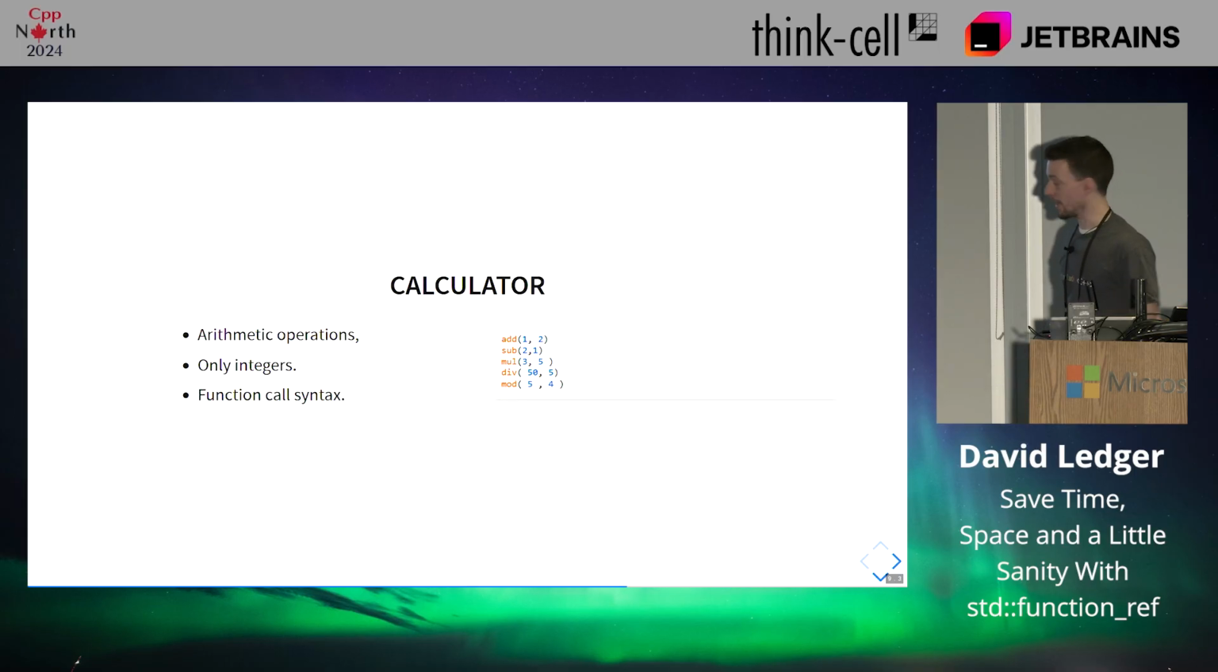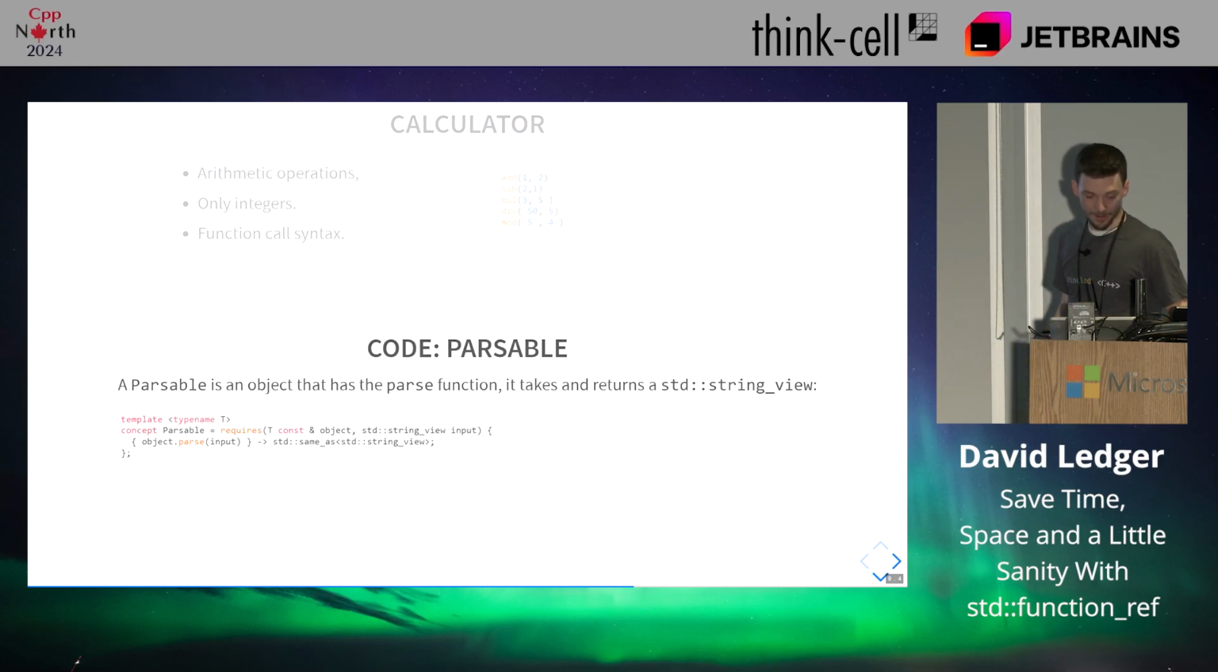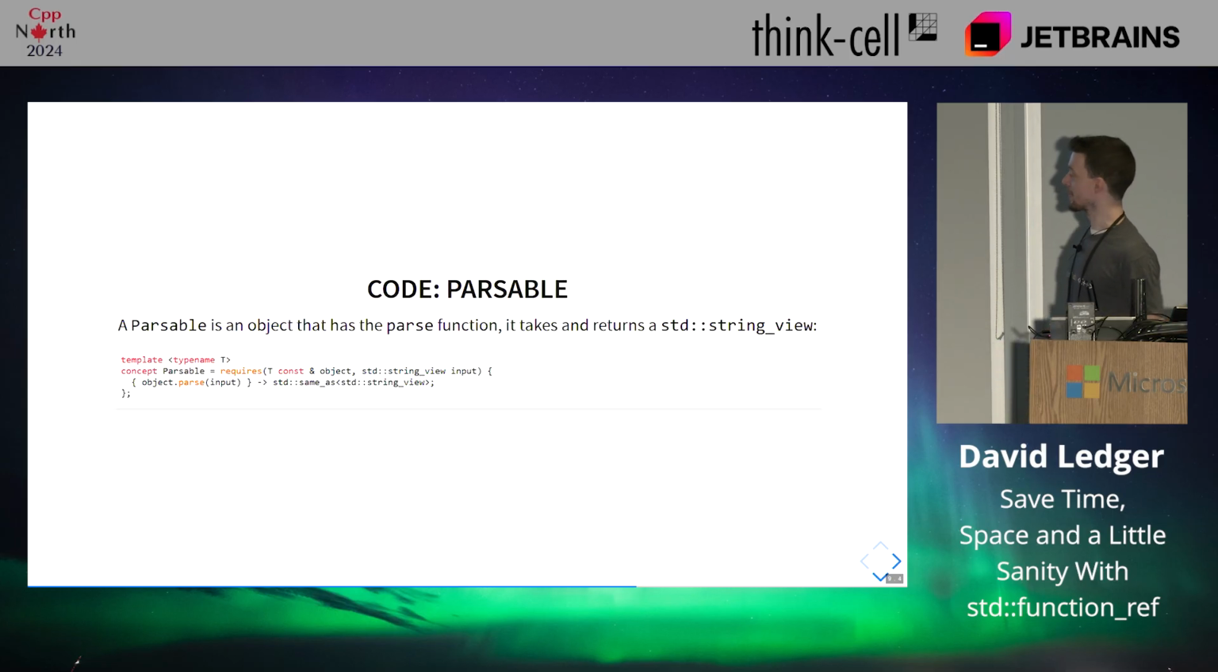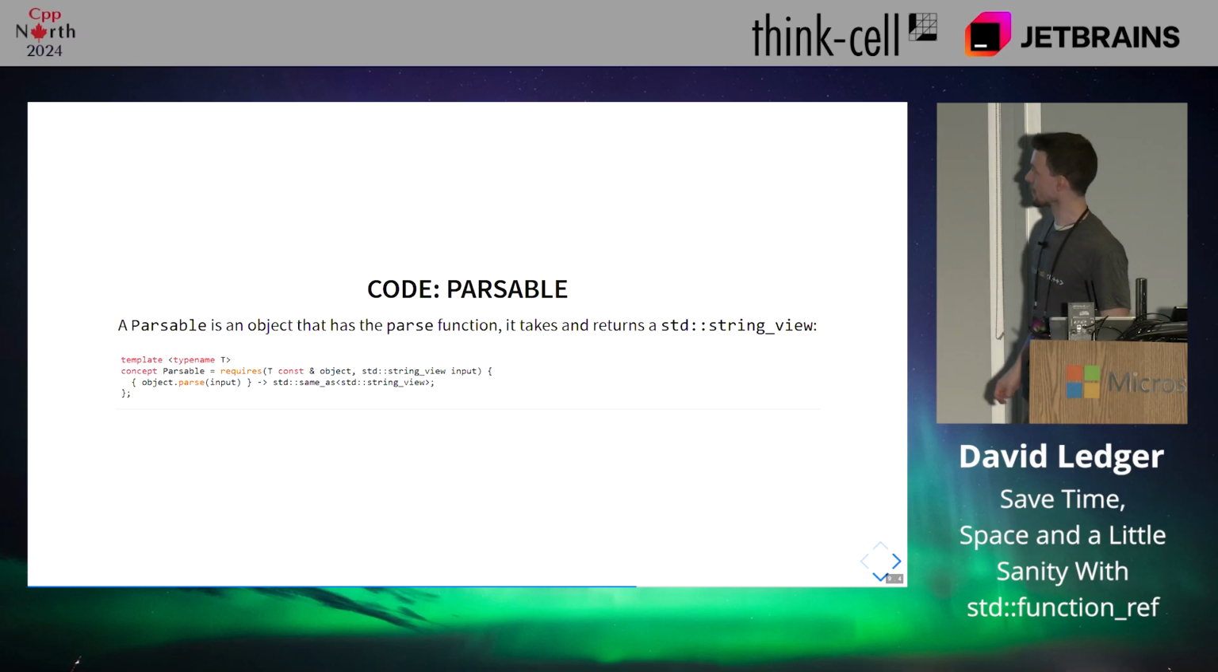So the calculator is just going to have ordinary call syntax. It's only going to export integers. It's not going to be good. And it's going to be built with a composition of these things called parsables, just a C++20 concept. A parsable is going to take a string view, return a string view. The returned string view is going to precede the parsed token, and that's it.